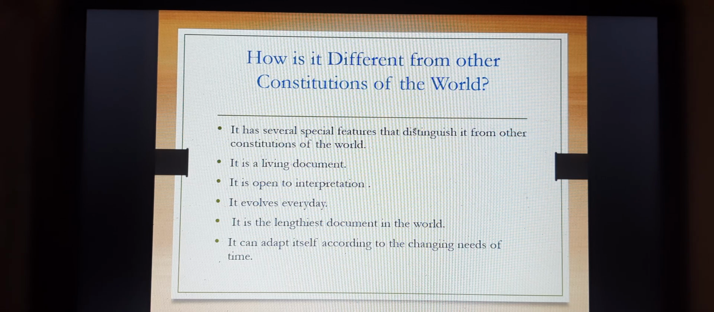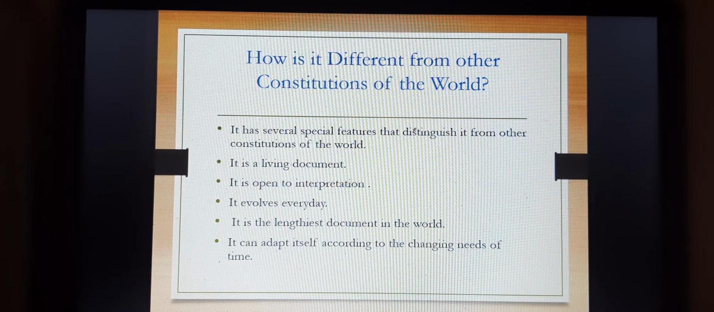How is it different from the constitutions of the world? The different constitutions of the world are there. What is the difference between the Indian constitution and the different constitutions? It is a living document. The Indian constitution is a living document, and it is something which has certain powers, and it can make important changes. It is open to interpretation, so if we feel that it should not be like that, we can go through the courts, and we can have debates in parliament, and many things can change. It evolves every day. Evolves means many changes are occurring in it every day. Whatever changes come, they are adding and implementing those changes.